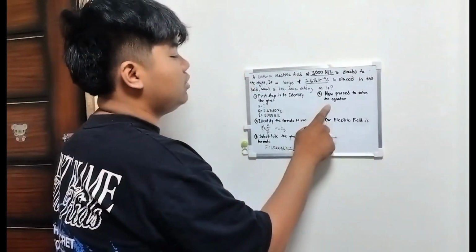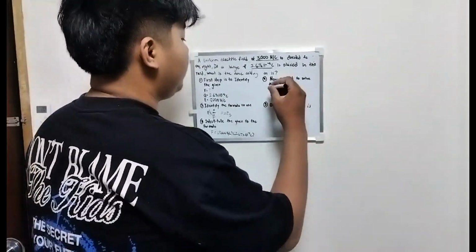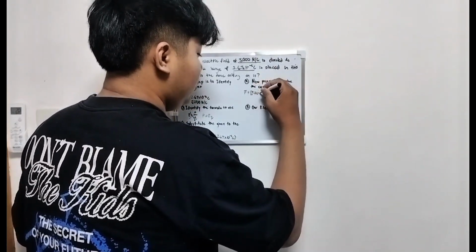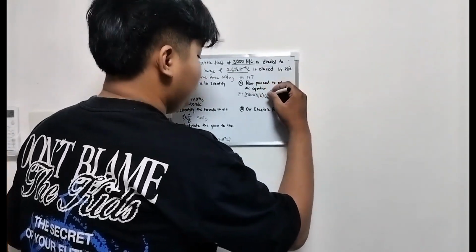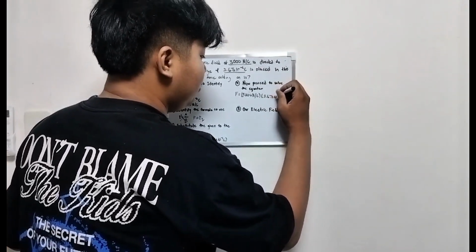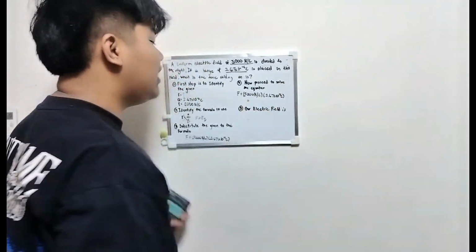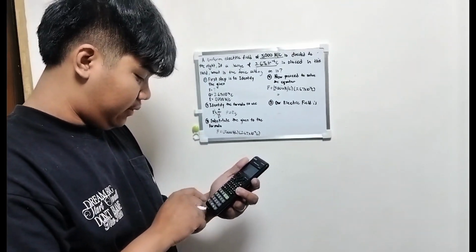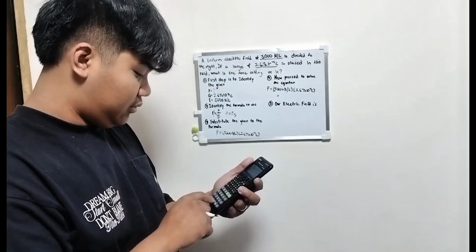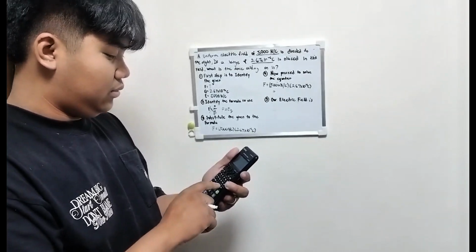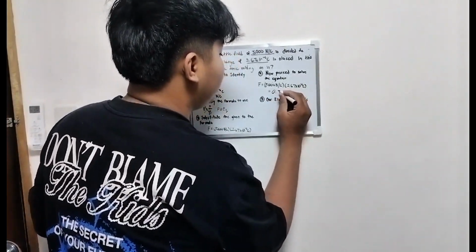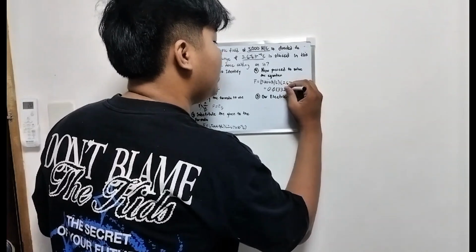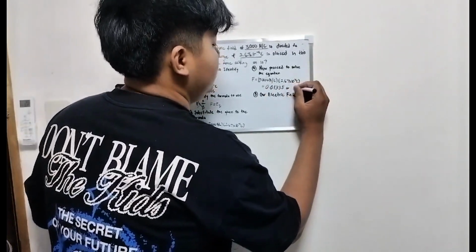Now, we will just proceed to solve the equation. Electric force is equal to 5,000 newtons per coulomb times 2.67 times 10 raised to negative 6 coulomb, which our answer will be 0.01335, or when we round it off, it will become 0.01.